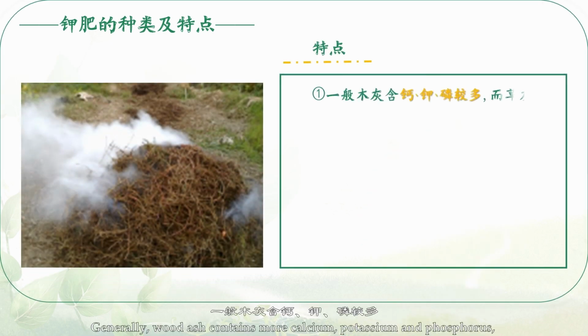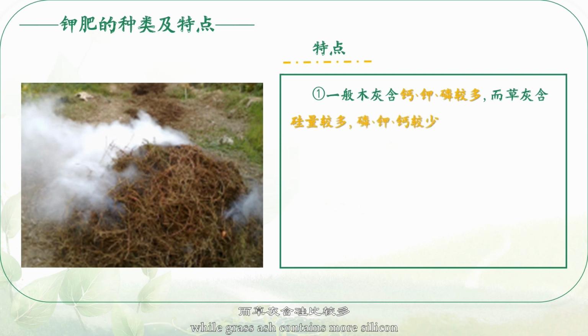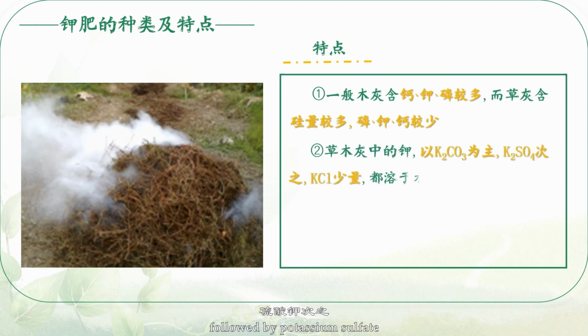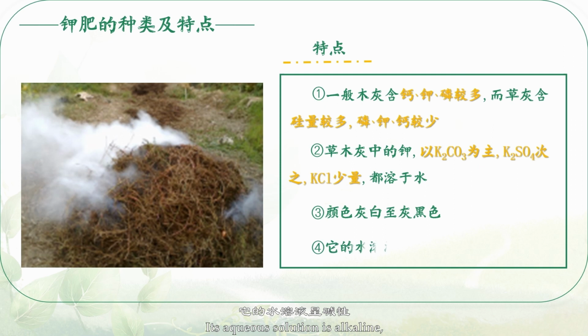Generally, wood ash contains more calcium, potassium, and phosphorus, while grass ash contains more silicon and less phosphorus, potassium, and calcium. The potassium in plant ash is mainly potassium carbonate, followed by potassium sulfate, and a small amount of potassium chloride, which are all soluble in water. The color is gray to gray-black. Its aqueous solution is alkaline, and it is an alkaline fertilizer.